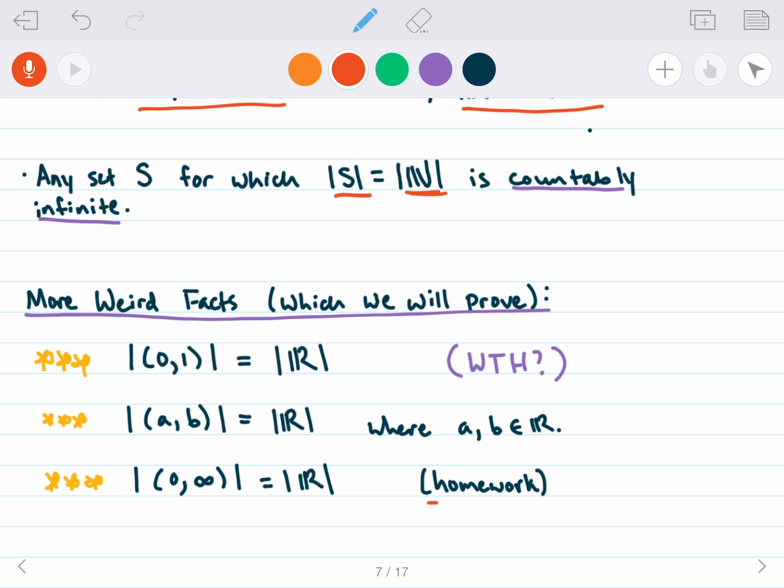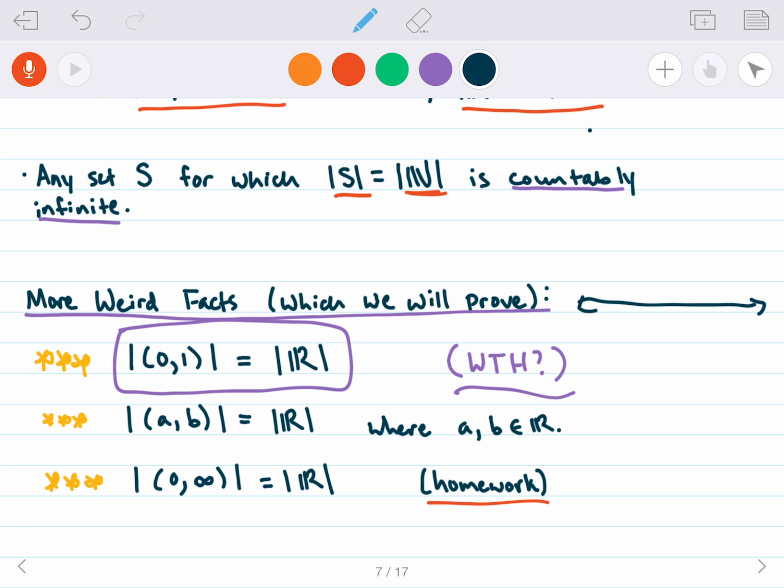You're going to prove this last one in the homework, but when I first learned this, I was like, what are you talking about? So, hence the what the hell in the parentheses here. The cardinality of the open interval from 0 to 1 is the same cardinality as the reals, okay? So just let that blow your mind for a second if you haven't really heard about this. I think maybe a lot of you have, but whatever.